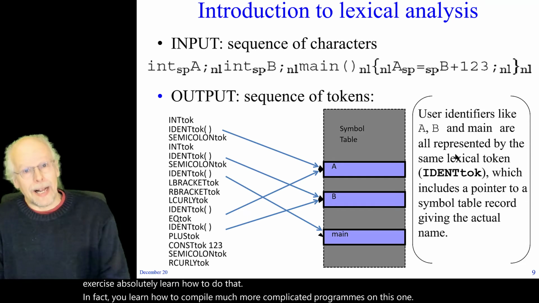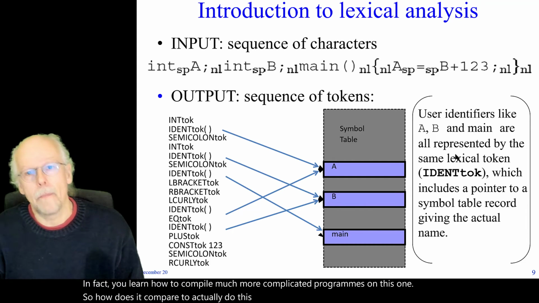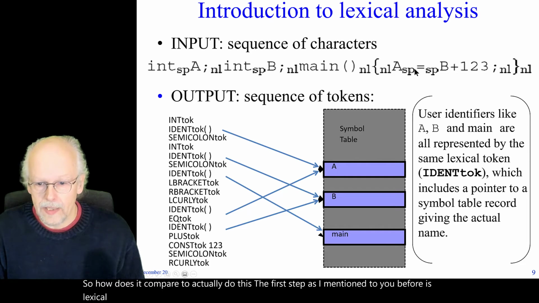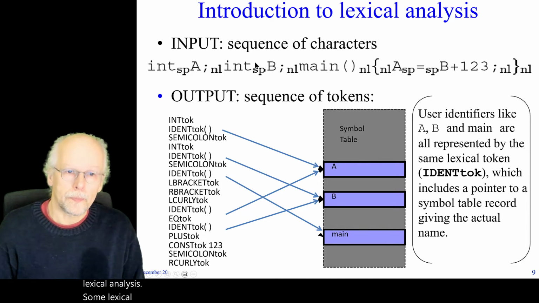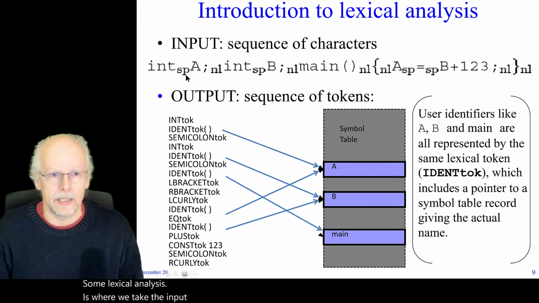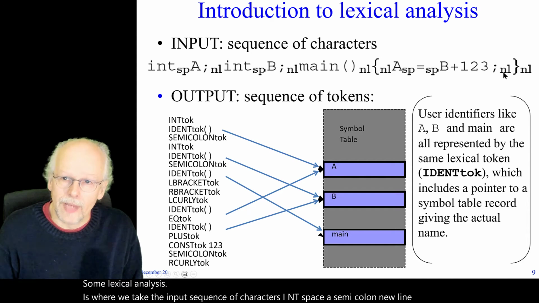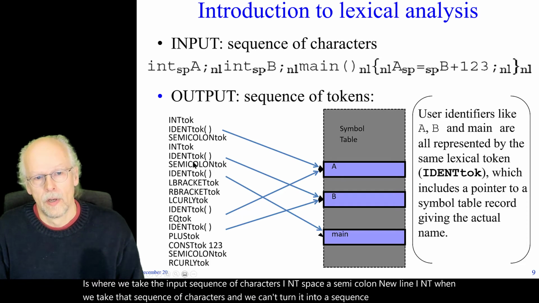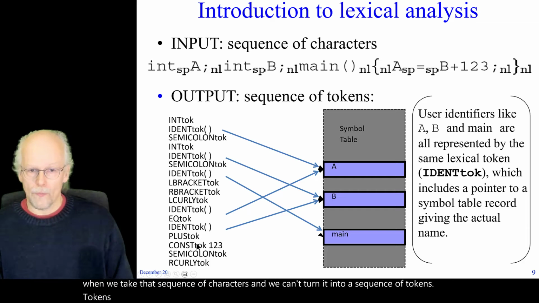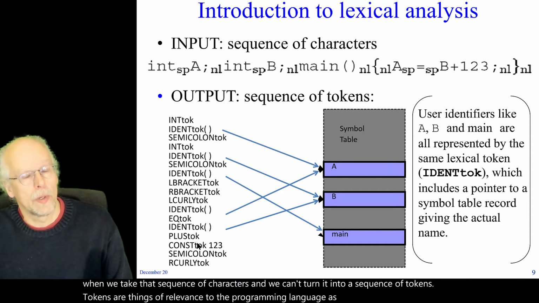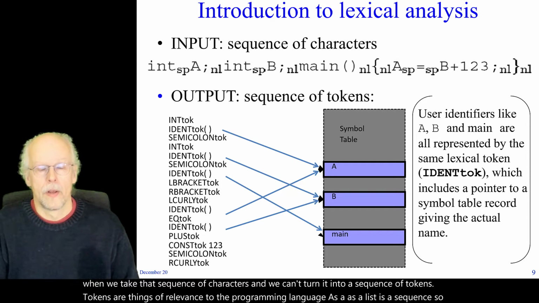So how does a compiler actually do this? Well, the first step, as I mentioned to you before, is lexical analysis. So lexical analysis is where we take the input sequence of characters, int, space a, semicolon, new line, int, and we turn it into a sequence of tokens. Tokens are things of relevance to the programming language as a sequence. So they're unstructured, but we know what they are.